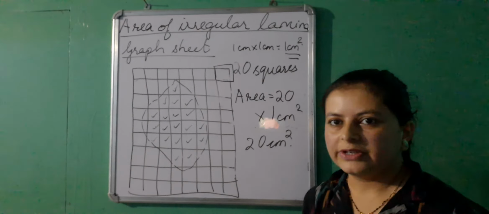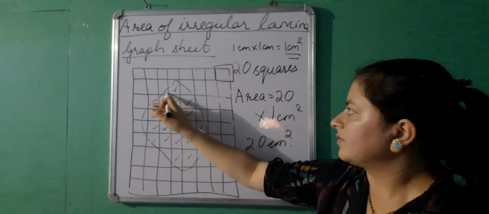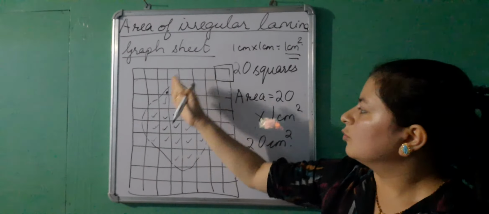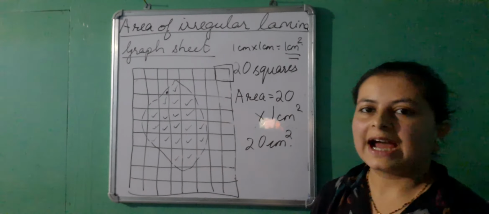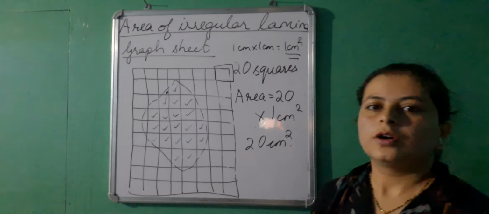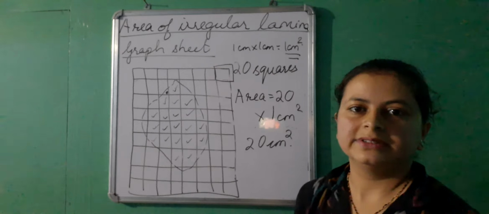This will not be giving you an exact value because we have left out these less than half squares, but more or less we are able to have an idea about the value of the area of this irregular object using a graph paper.